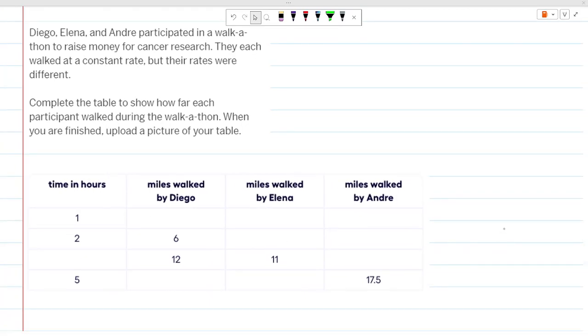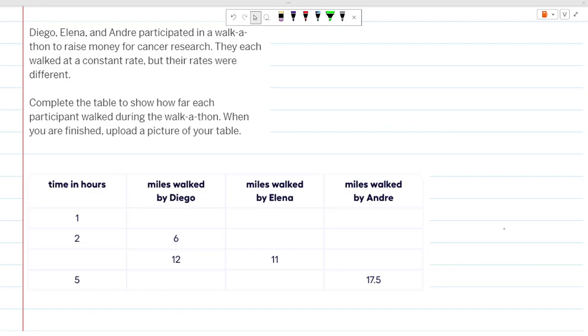So here we have a table and some of the values are missing, so it's kind of like a puzzle that we're going to solve. The columns show time in hours, followed by miles walked by Diego, then miles walked by Elena, and miles walked by Andre. In the first row, the time is 1 hour, which means that row is going to represent the unit rate.